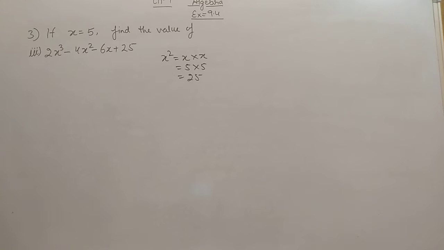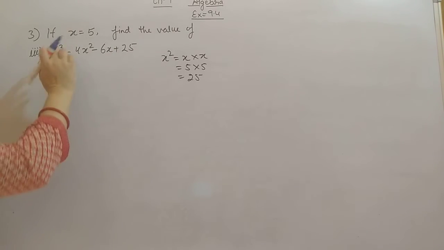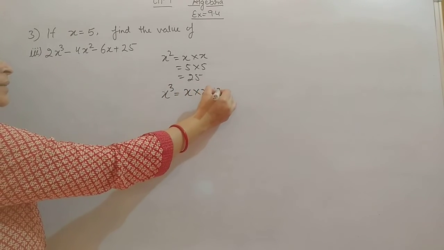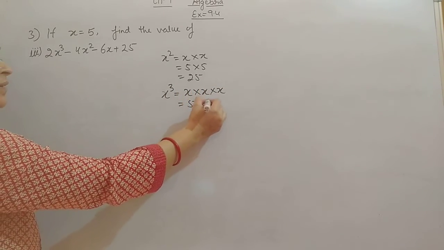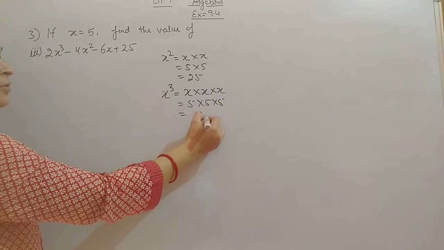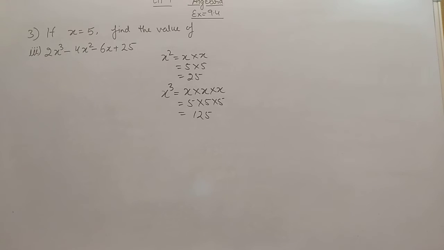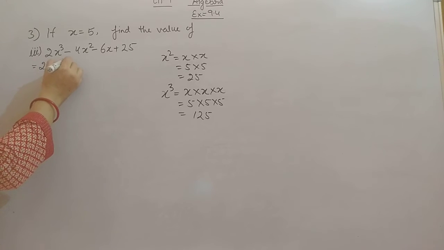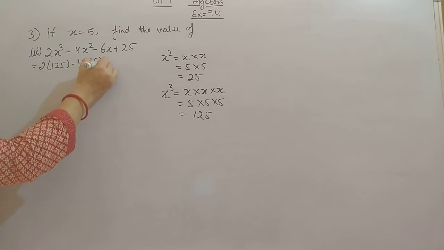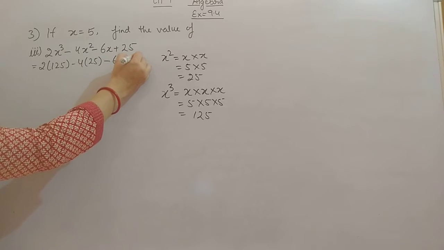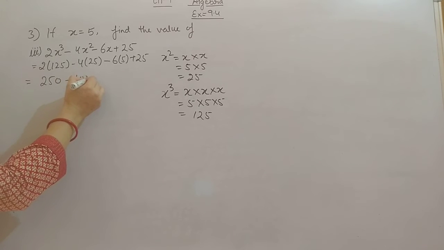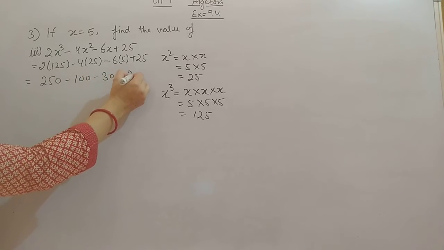Third part, 2x cube minus 4x square minus 6x plus 25. So x square we already have, now find out x cube. X cube is equal to x multiplied by x multiplied by x. 5 into 5 into 5, which is equal to 125. Substitute these values here. 2 into 125 minus 4 into 25 minus 6 into 5 plus 25. So 2 into 125, 250, minus 100 minus 30 plus 25.